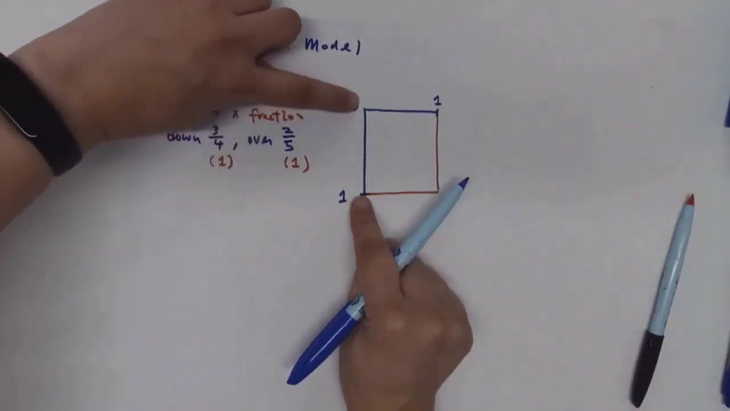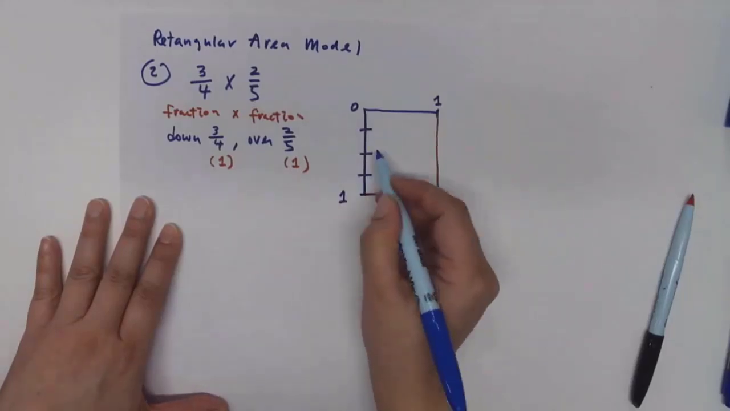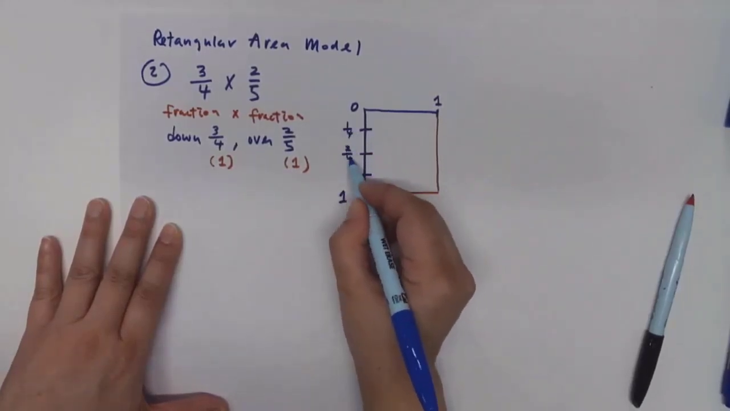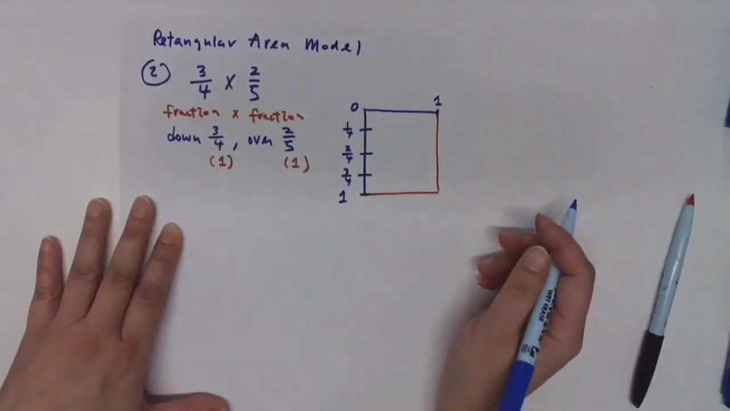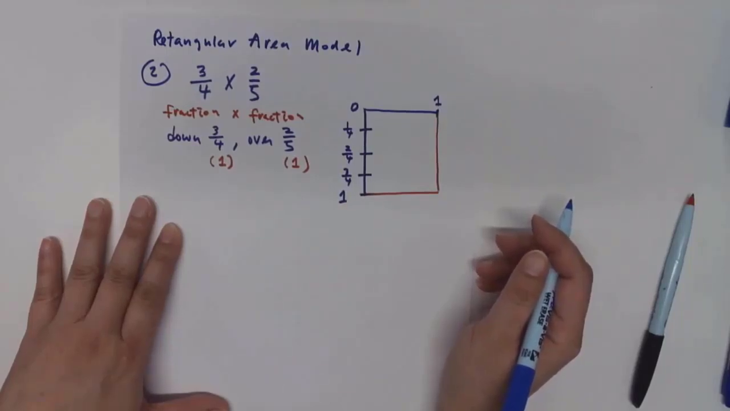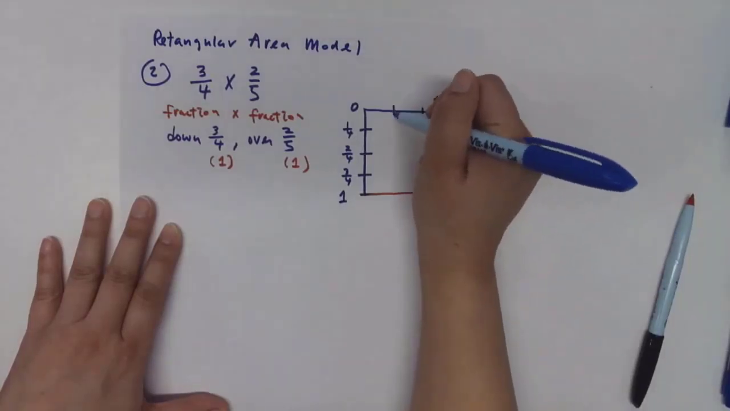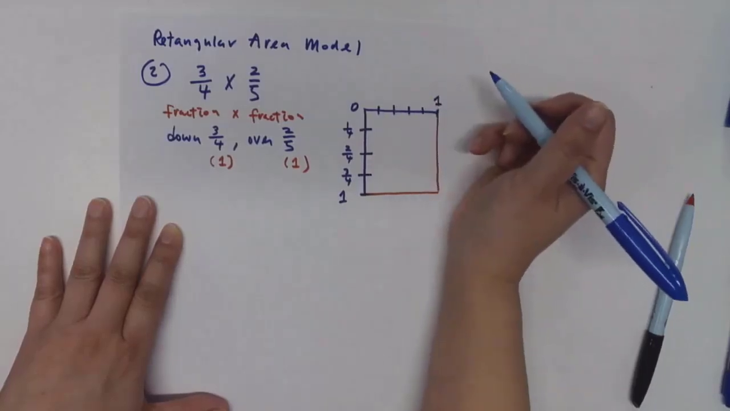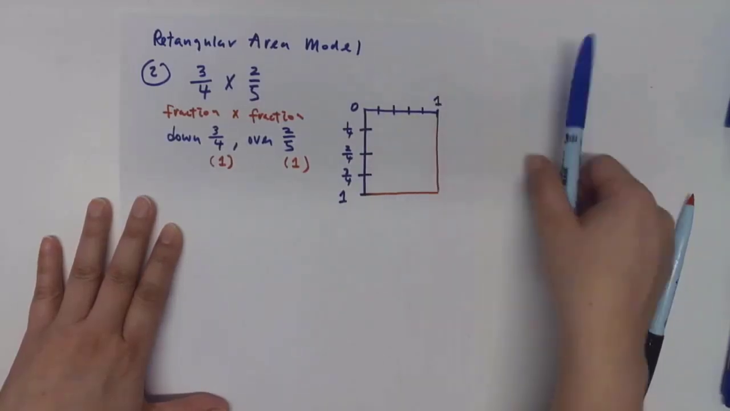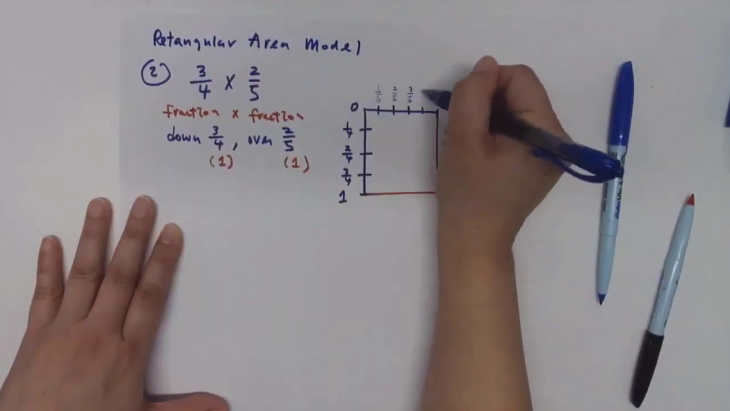So between 0 and 1, I need to cut it into how many equal parts? 4 equal parts. So that would be 1/4, 2/4, 3/4, and then 1. And then horizontally, I need to reach 2/5, meaning I need to cut it into how many equal parts? 5 equal parts. Hopefully they're about evenly spaced. So that would give me 1/5, 2/5, 3/5, 4/5, right?